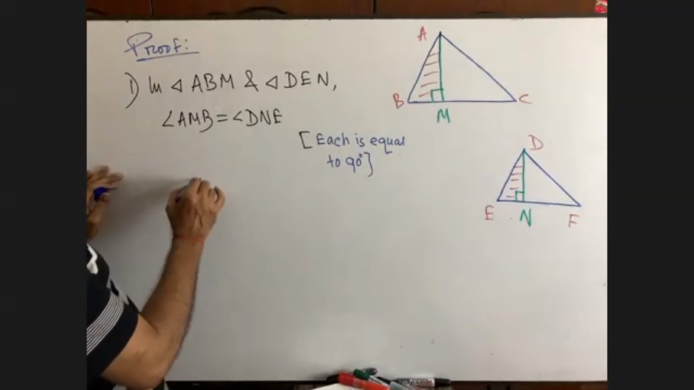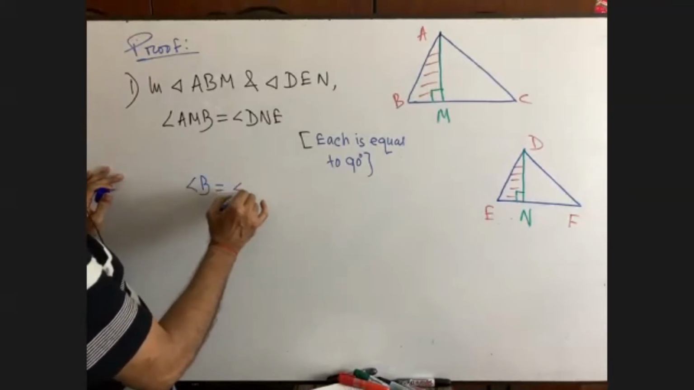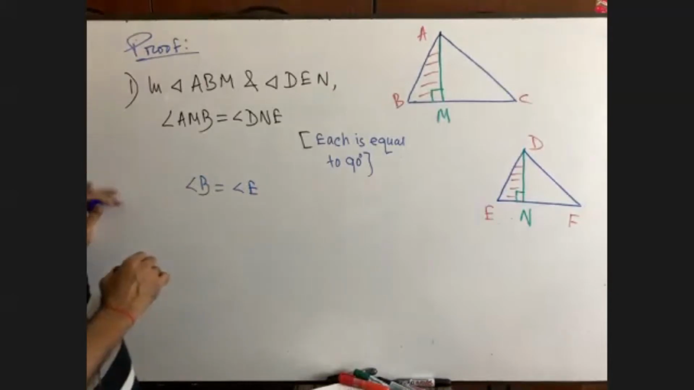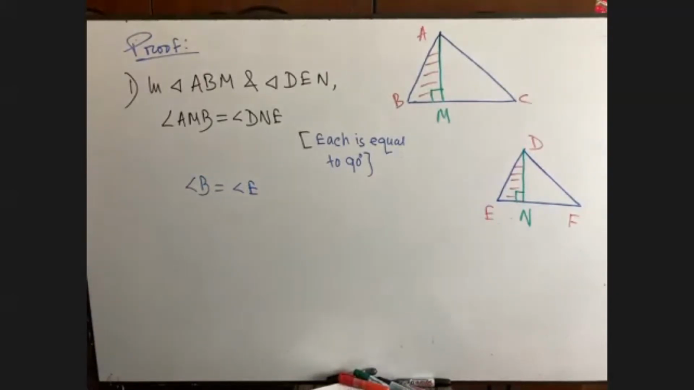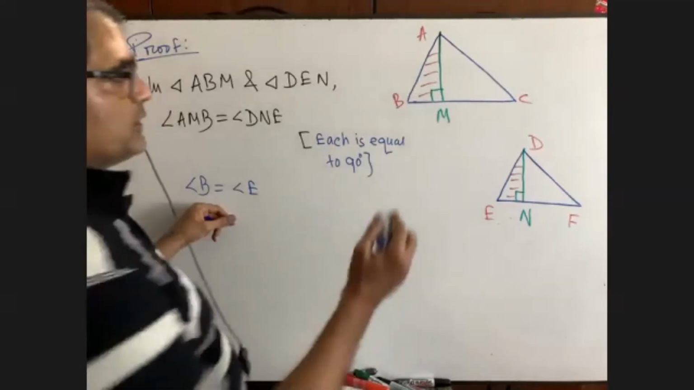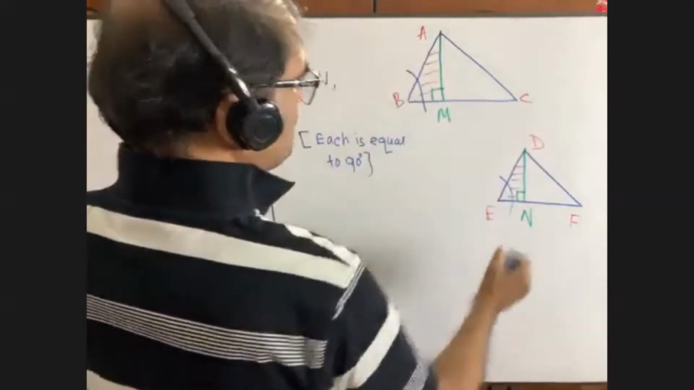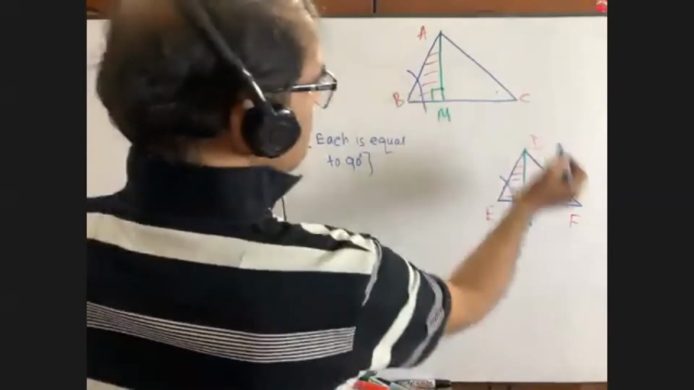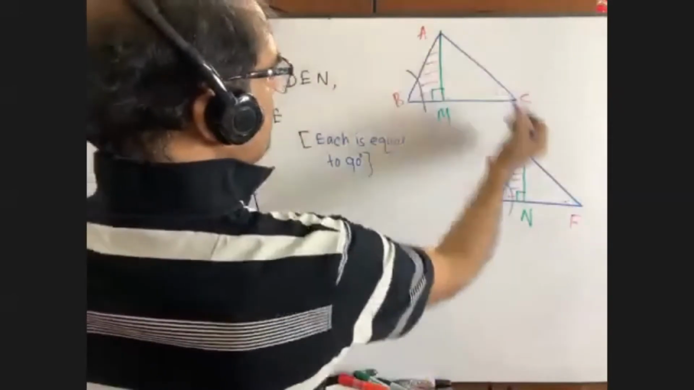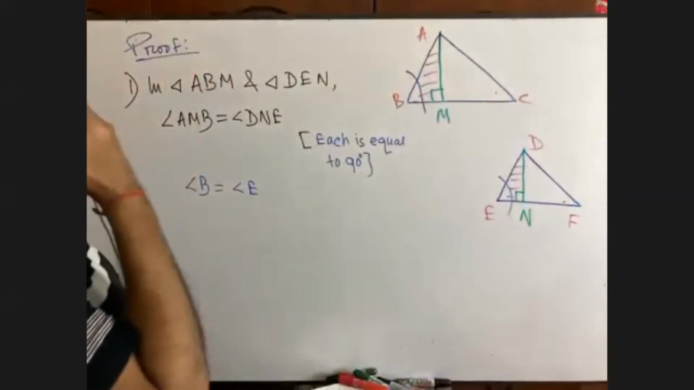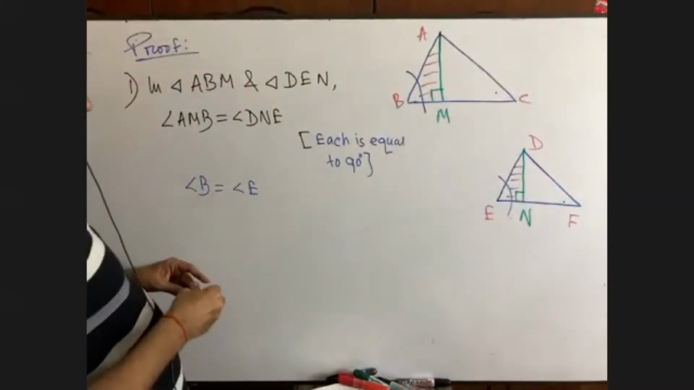Angle B is equal to angle E. They are equal. Can you please let me know why they are equal? Because ABC and DEF, they are equilateral triangles. Sorry, equiangular triangles. Equiangular triangles means what? These and these are equal. These and these are also equal. These and these are also equal. Okay? What is the side note?